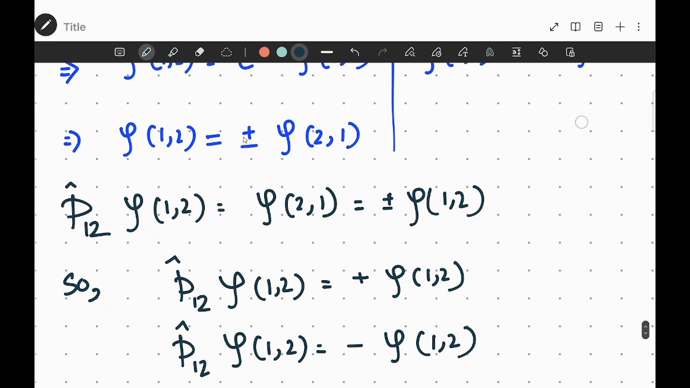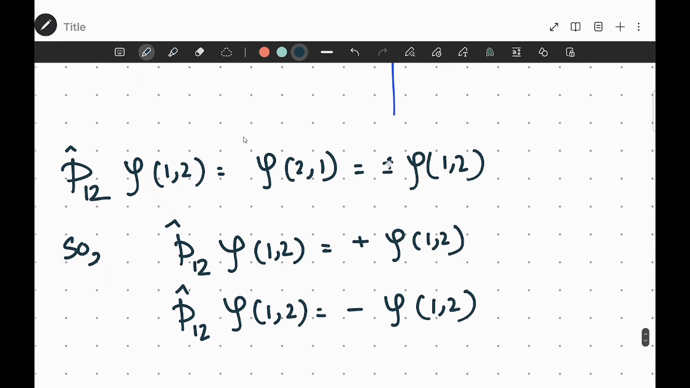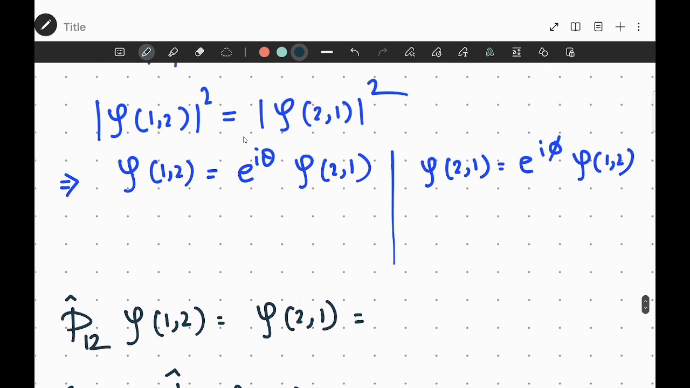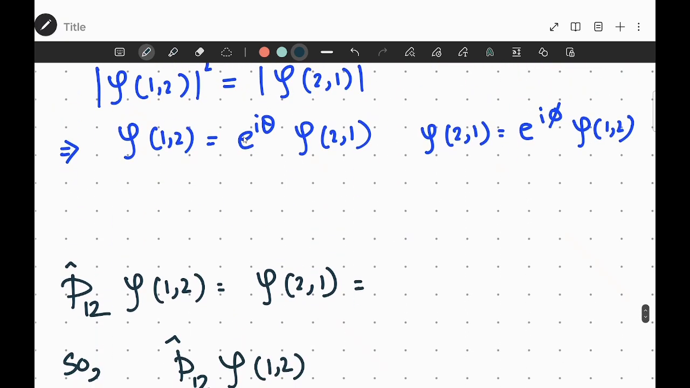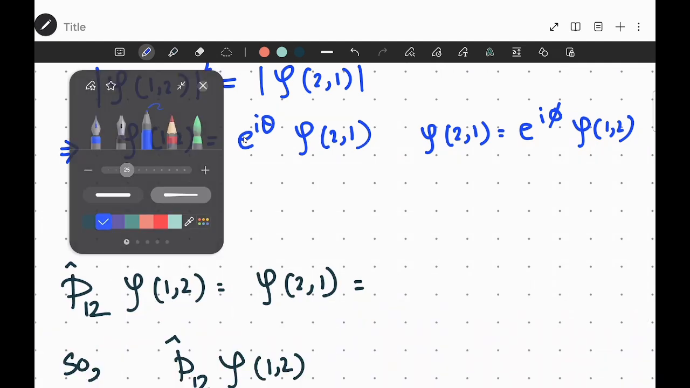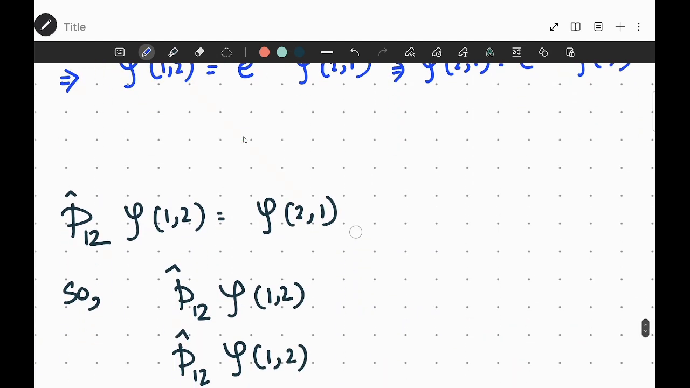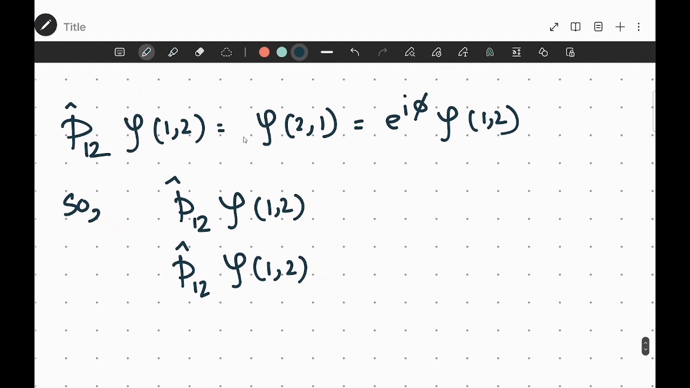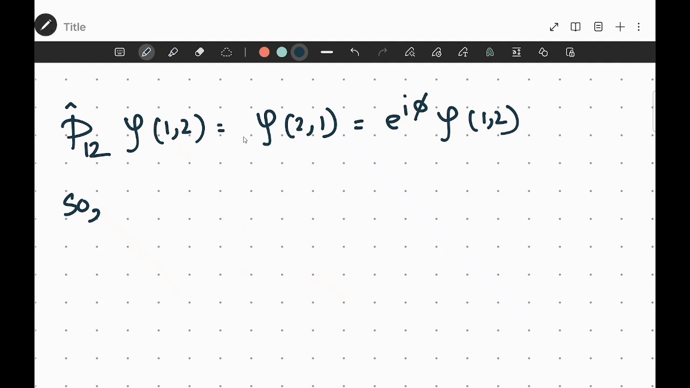Or forget it. We should make it general. Why am I saying that? Let's consider this. These things you can understand, I guess. So psi 21 you can write as e to the power i phi into psi 12. I'm not introducing plus or minus, nothing. I will derive why it will be plus or minus. That should be clear first.